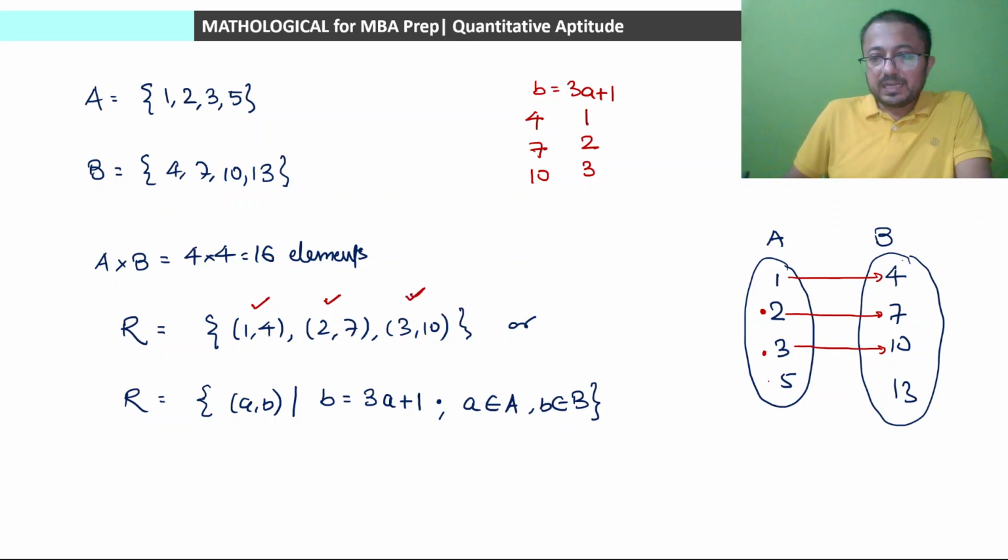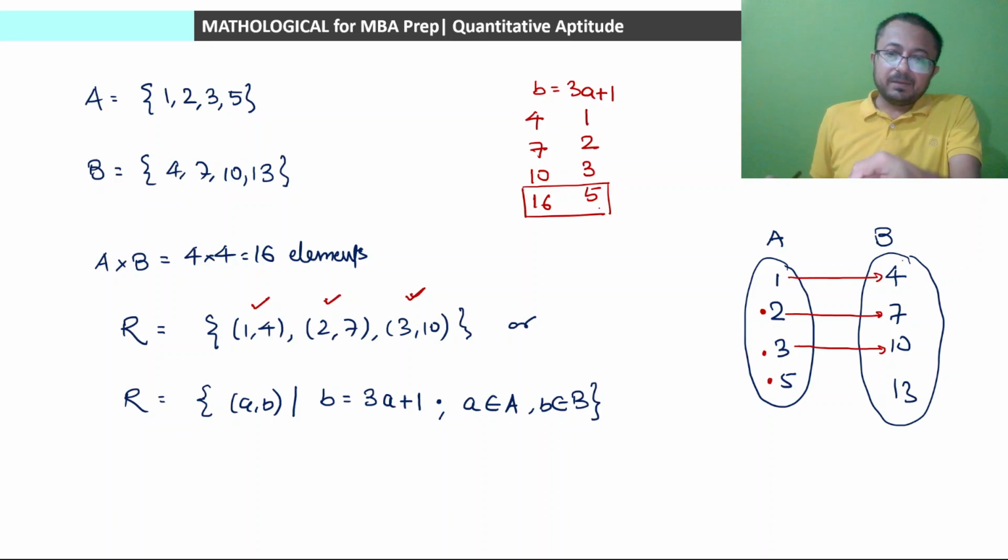Now what is the fourth element of set A? It is 5. So if we take A is equal to 5, then 3 into 5, 15 plus 1 becomes 16. But there is a problem. What is the problem? The problem is that set A has 5, but set B does not have the corresponding element 16. 16 is not there. So since 16 is not there, we will not be able to relate 5 with set B.